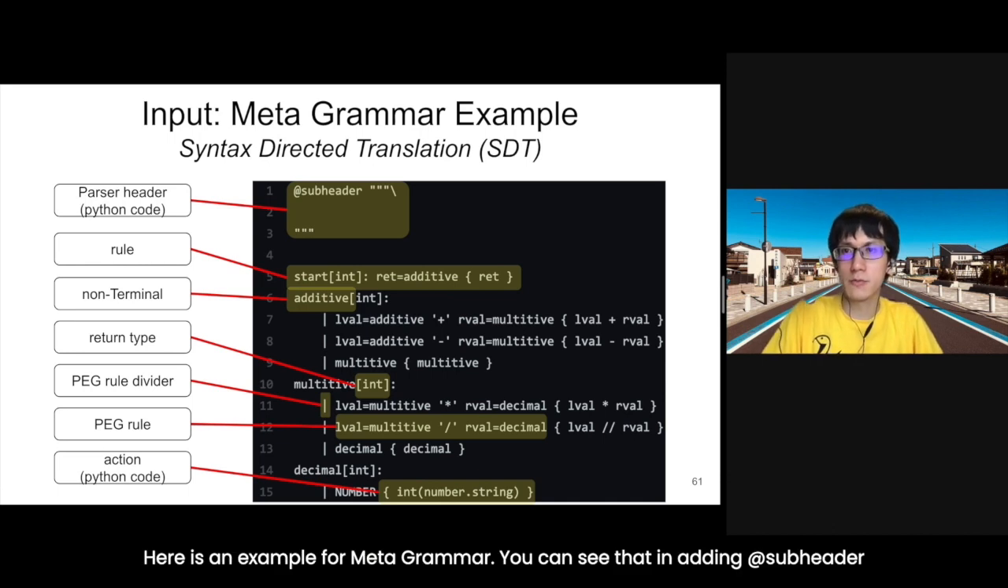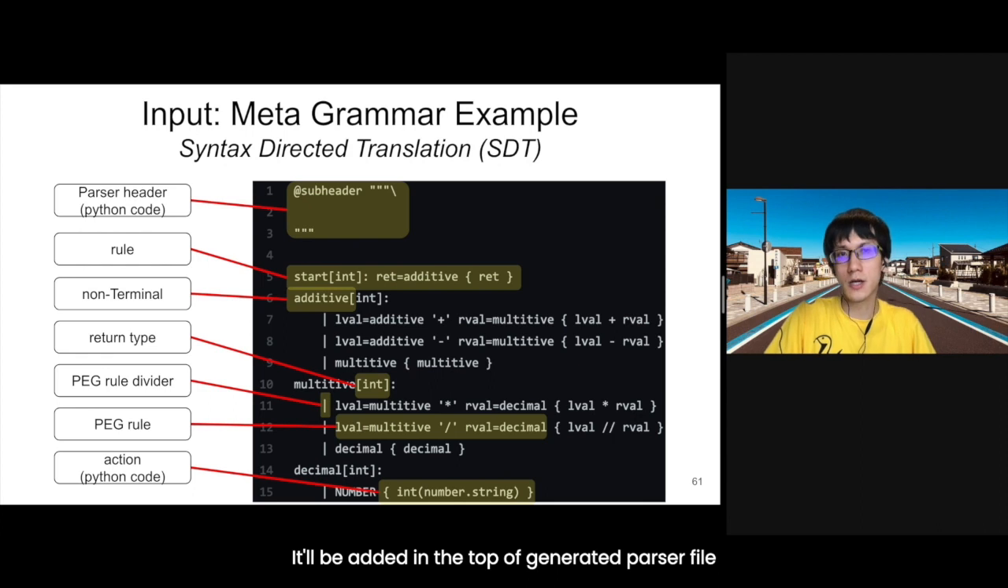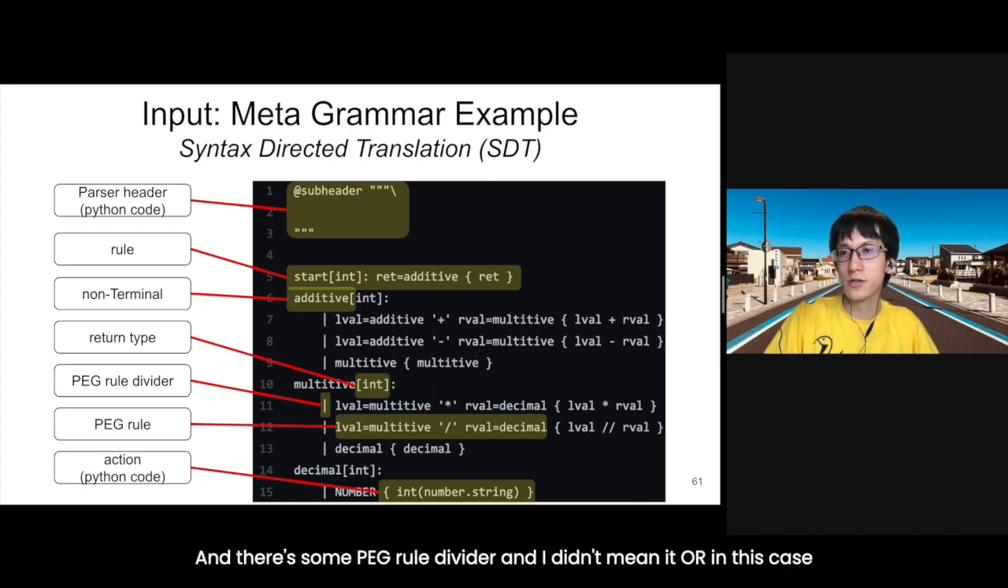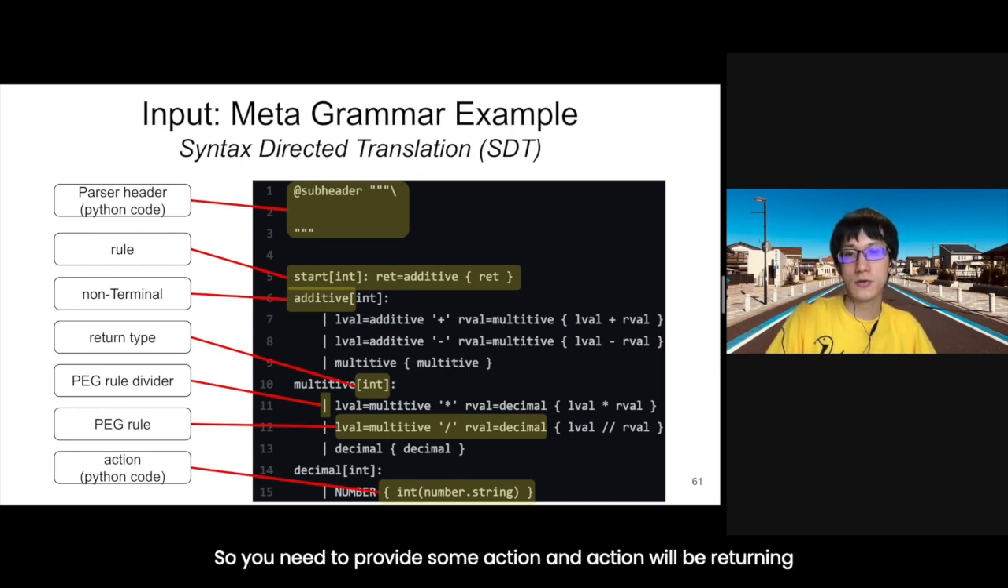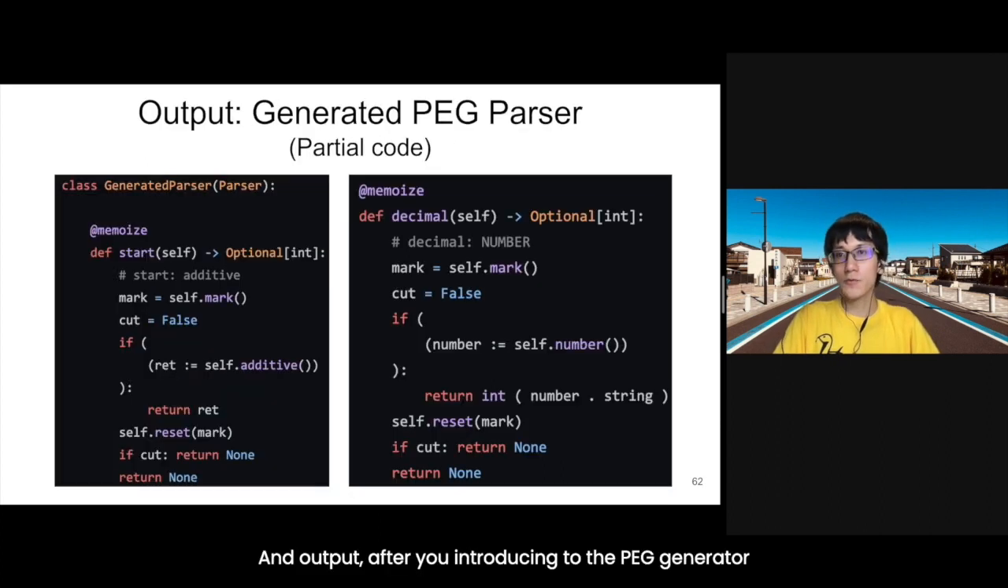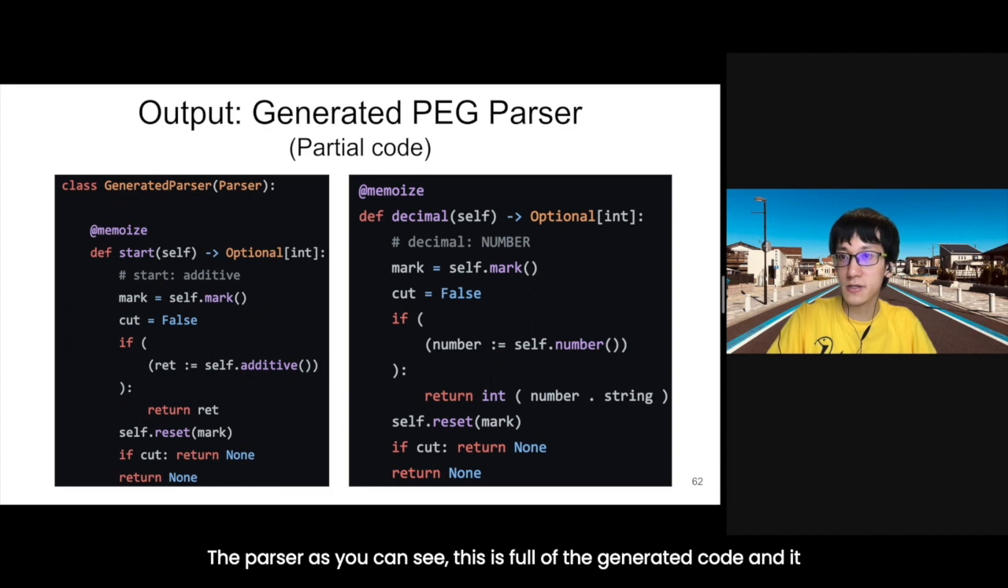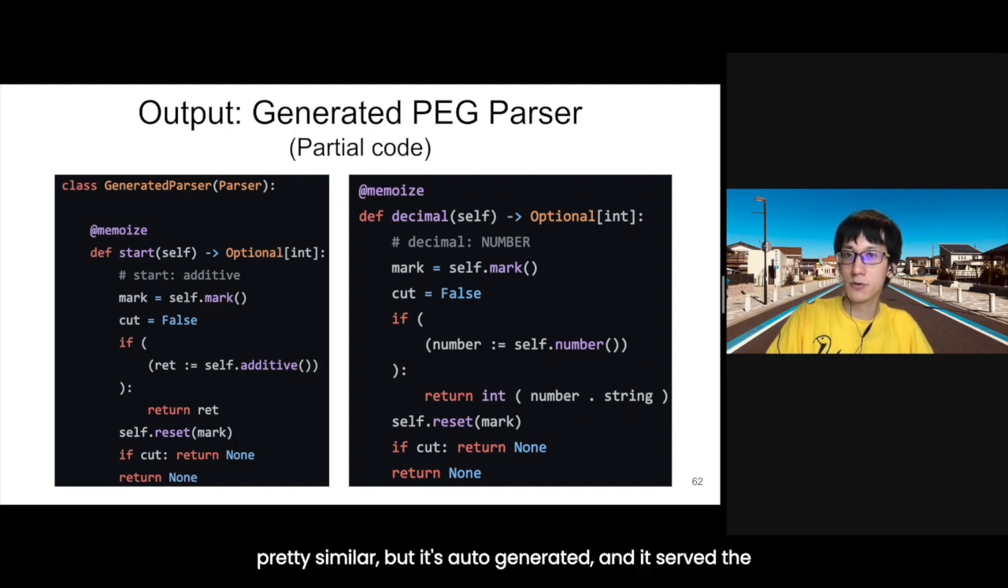And here's an example of the metagrammar. You can see there's a subheader. It will be added at the top of the generated parser file, and then some rules. The rule contains, as you can see, the non-terminal, the return type of that rule, some PEG rule divider, which means OR in this case, and also the PEG rule. And because this is SDT, you need to provide some action, and the action will be written in Python code. And as output, after you input this to the PEG generator, it will generate a parser. As you can see, this is fully generated code, and it's well written. As you can probably see in some of my previous examples, it's pretty similar, but it's auto-generated, and it serves the purpose we mentioned before.